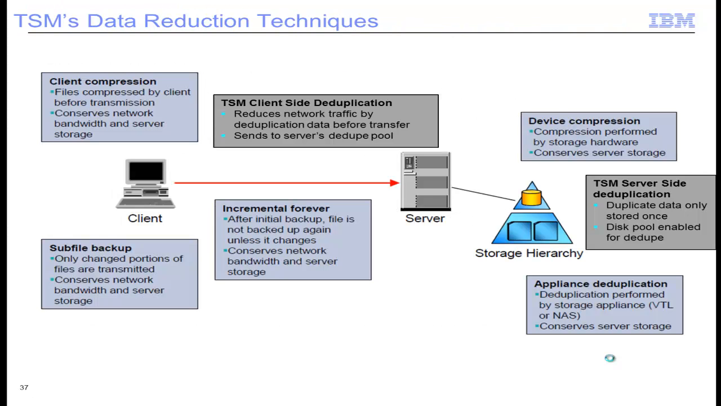So what we talked about today was TSM data reduction techniques. Tivoli Storage Manager has always offered incremental forever, and this only backs up new or changed files. We've also always had client compression and the ability to also use device and application deduplication and compression. We introduced in version 6.1 the TSM server-side deduplication, and then in TSM 6.2 we introduced TSM client-side deduplication. Both the server and client-side deduplication are part of everyday TSM code.